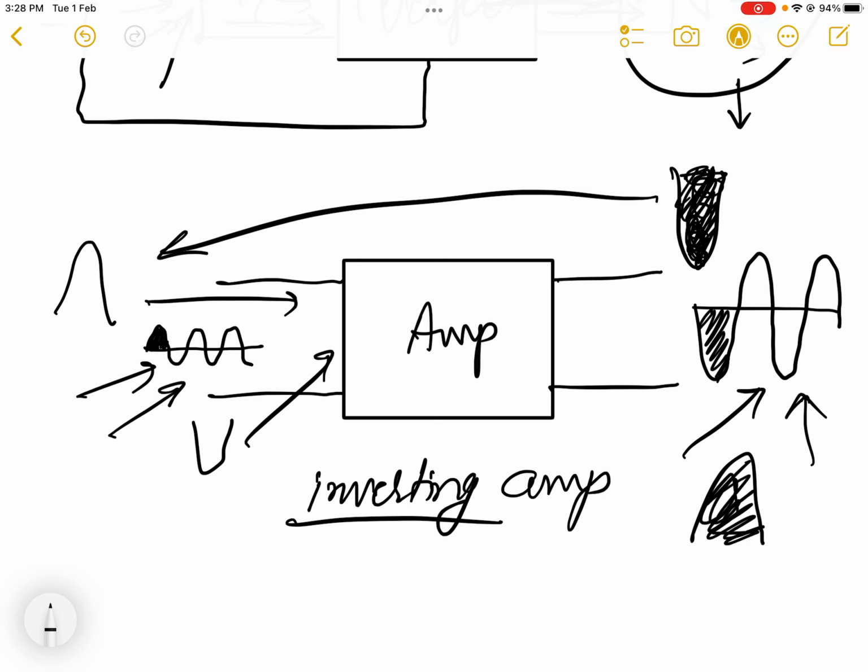So in both cases, if input is negative, then output is positive. If input is positive, then output will be negative. Such kind of amplifier is called inverting amplifier.